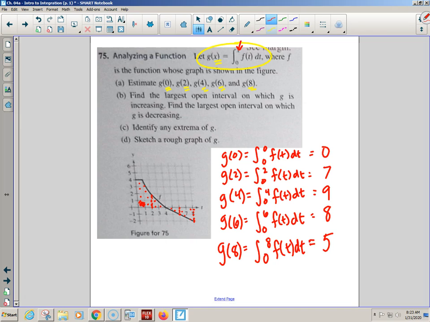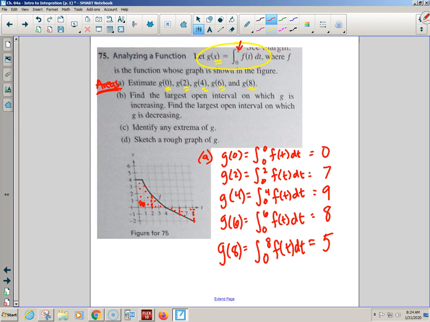Okay, but that was all for letter A. Letter A, we had to think areas, and we had to think which areas, and we had to estimate as best we can. What does letter B ask for? Largest open interval. So largest beginning to ending of those x's. You just move from 0 to 2, 0 to 4, 0 to 6, 0 to 8, on which G is increasing.